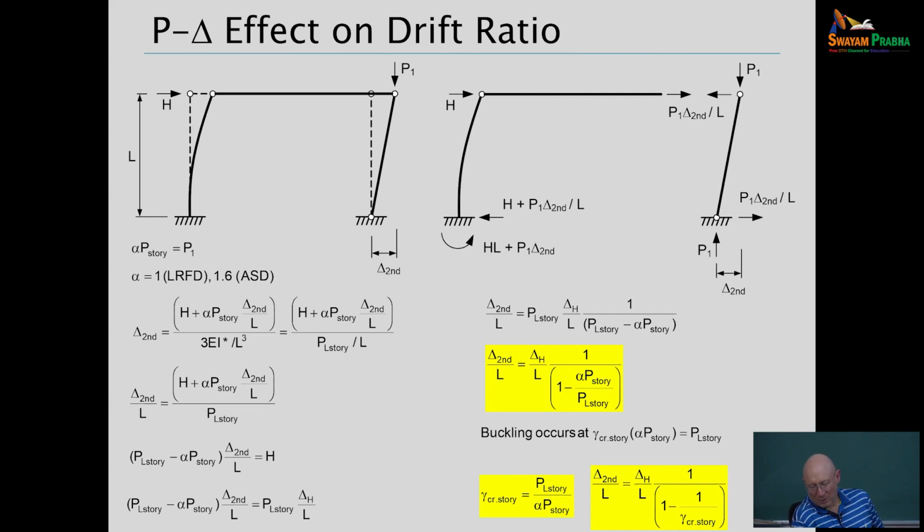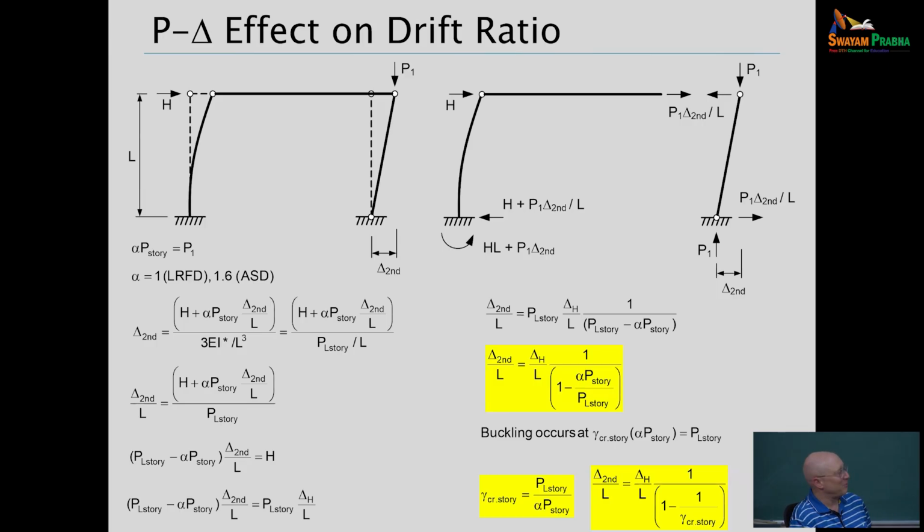Now in the lower right here, you can see we can take the drift ratio and say, the second order drift ratio, delta second over L, relative to the first order drift ratio. And then given gamma critical story, we could say our amplifier is 1 over 1 minus 1 over gamma critical story. So this is really basic story sidesway and amplification.